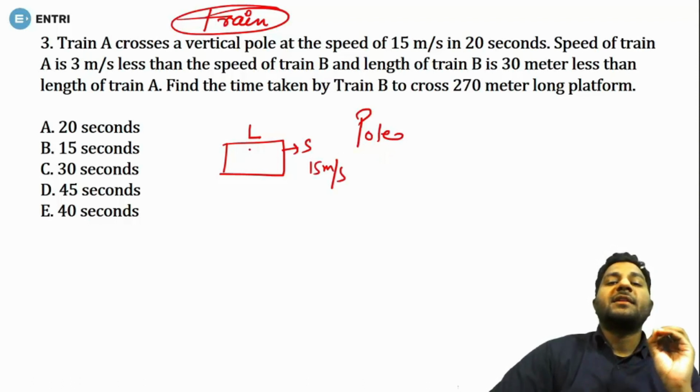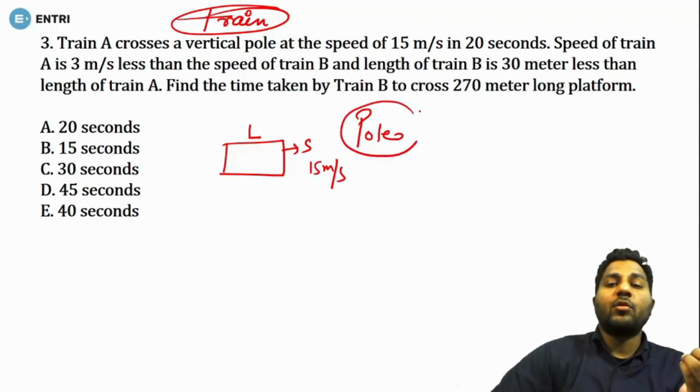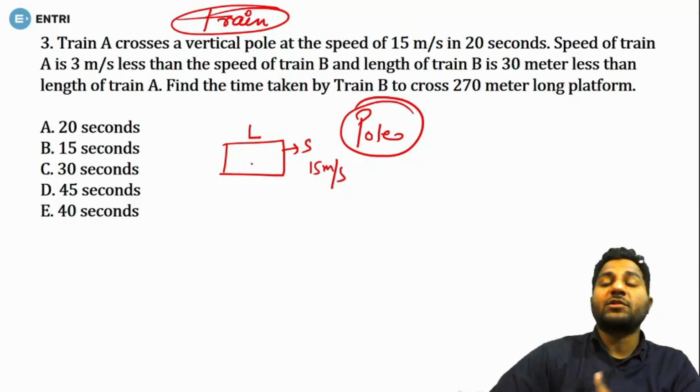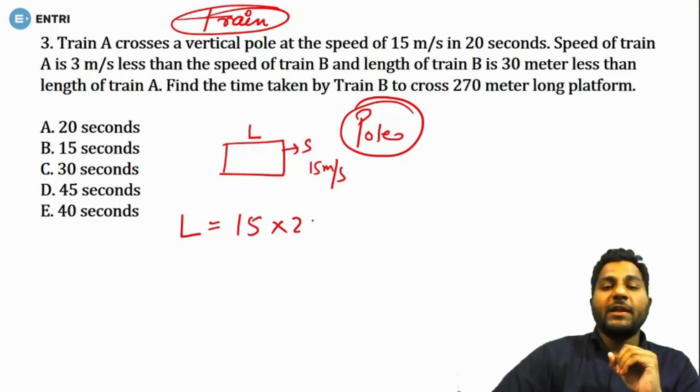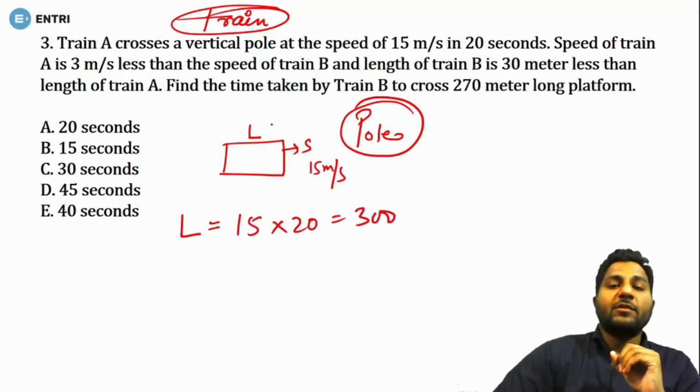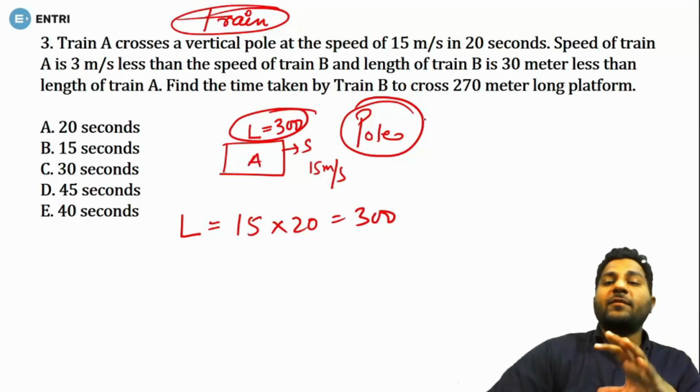If this train is crossing a pole in 20 seconds, that means the train covers a distance, and the whole distance covered by the train is also the length of the train itself. That means the length is equal to 15 into 20, that is 300. So we have figured out the 300 meter length of train A. So the length of train A is 300 meters.